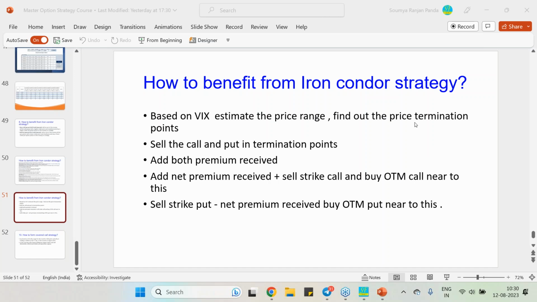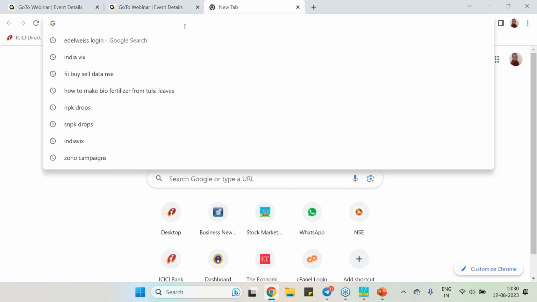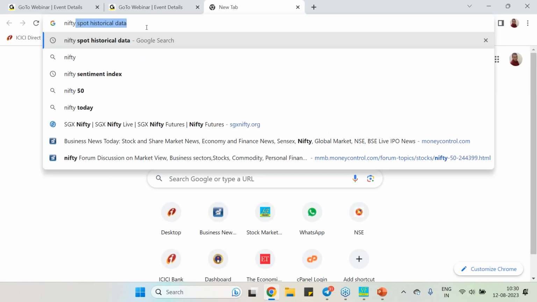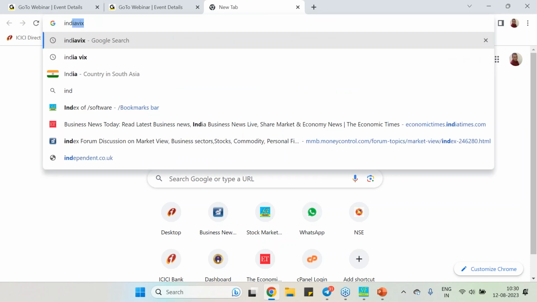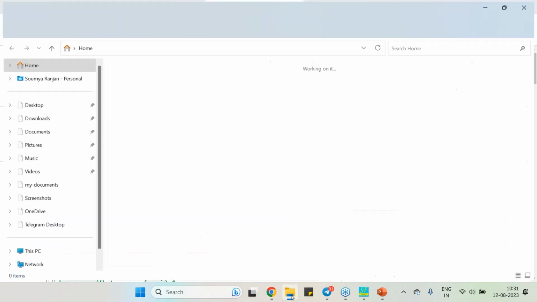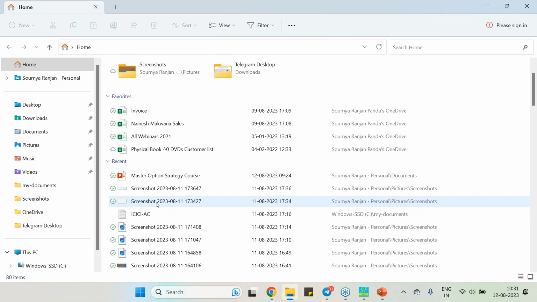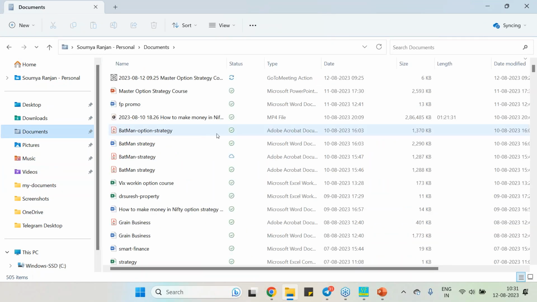Look at these values and tell me. What is the India VIX now? 11.56. Where did Nifty close yesterday on a spot basis? Next, we want 12th August to 12th September. NSE VIX or India VIX, how much? 11.52. I want to initiate an iron condor type of strategy on Monday.